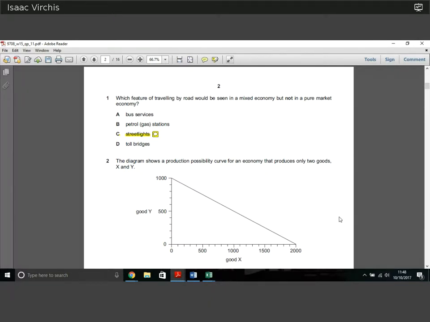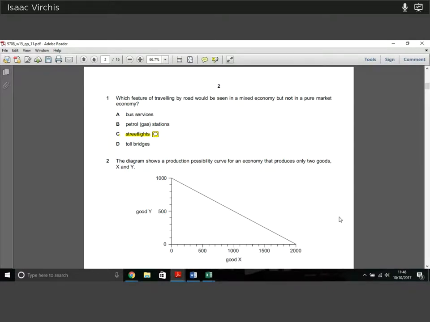And the key thing here is just to understand the vision of the mixed economy. It's an economy of governance and allowing the free market as well. The other extreme would be a control economy, just having the government providing goods and services, and the opposite is a pure market. Those are the two extremes, and this one sits in the middle. If we go through the options here, you've got bus services, petrol stations, street lights, and toll bridges. In a mixed economy, all of these would be provided.